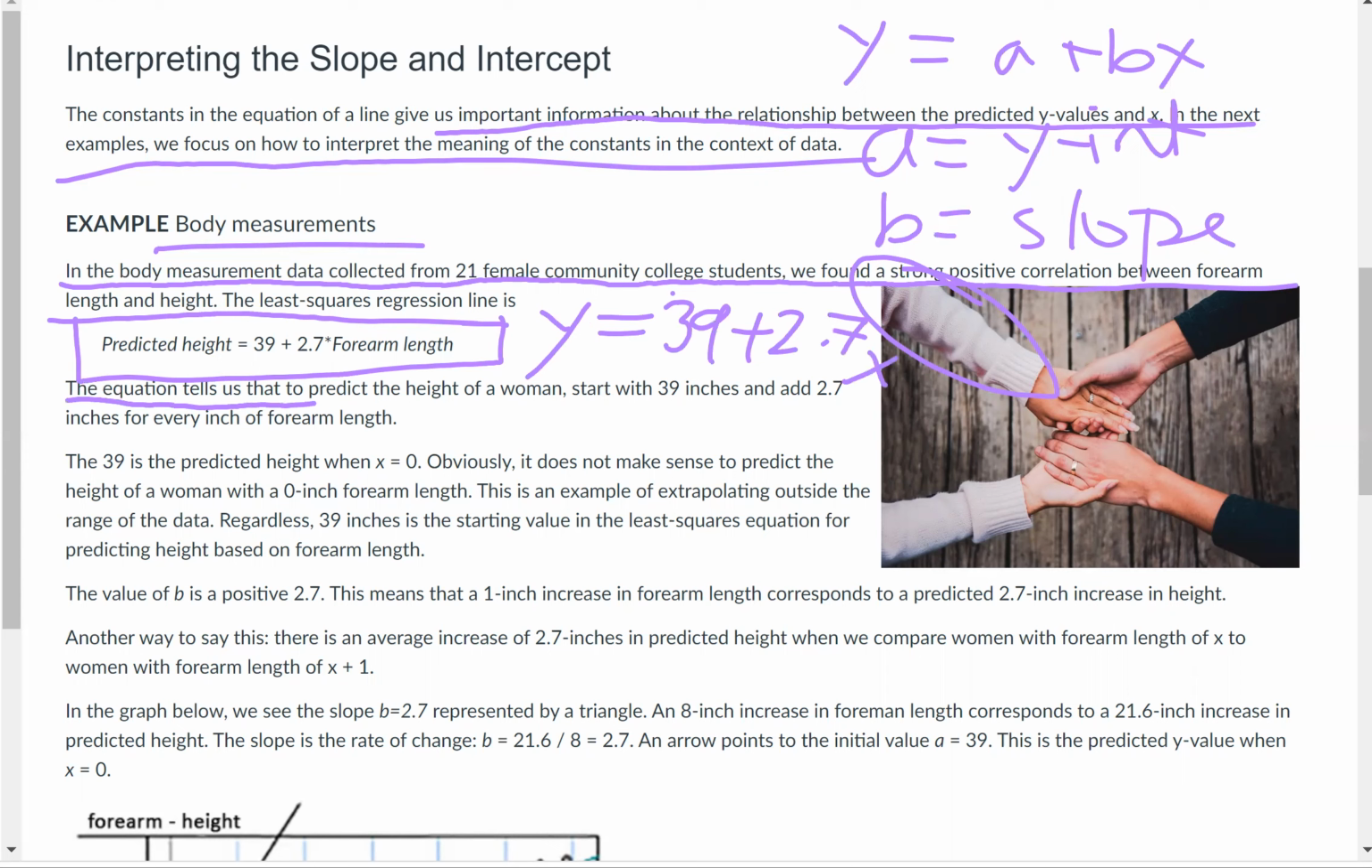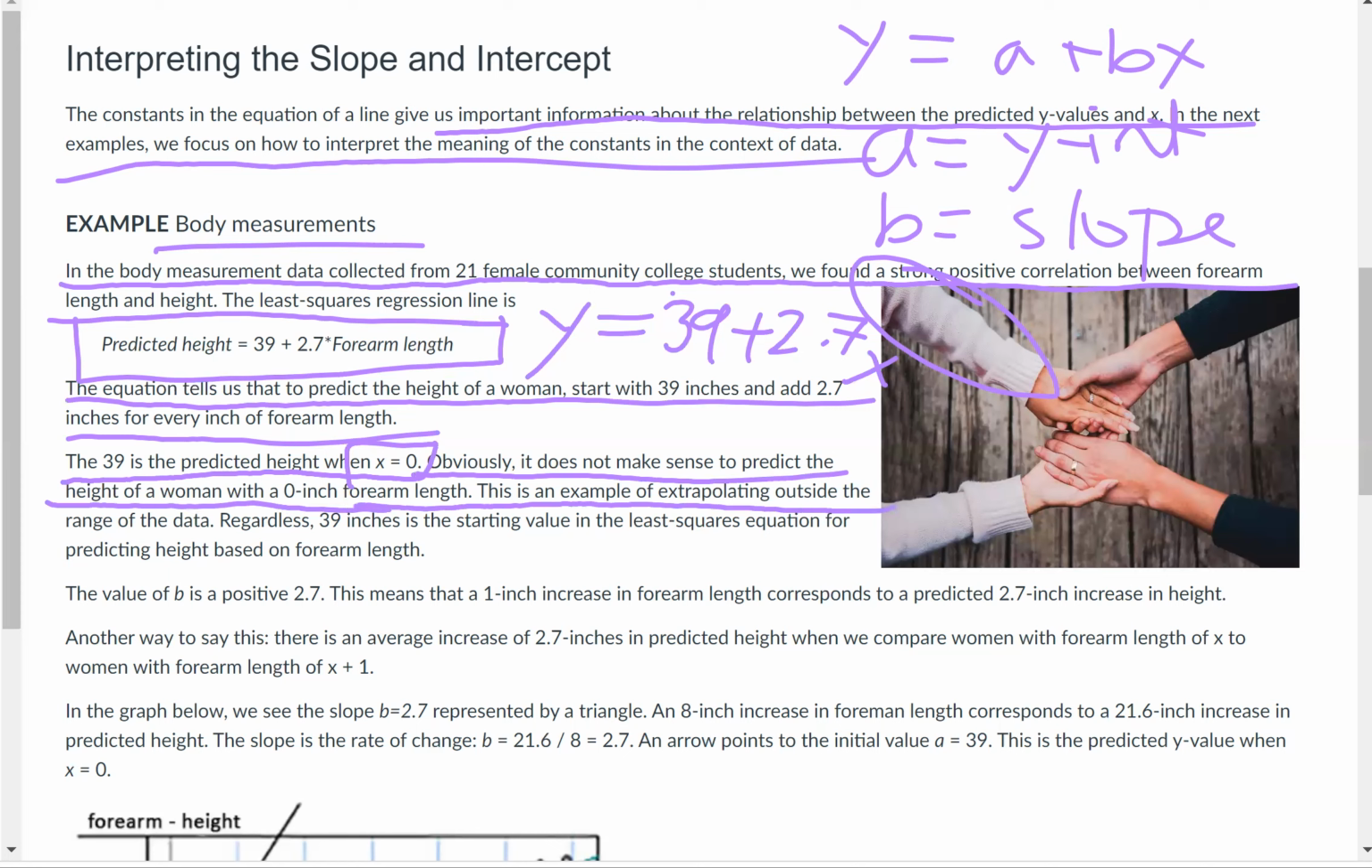The equation tells us that to predict the height of a woman, start with 39 inches and add 2.7 inches for every inch of forearm length. The 39 is the predicted height when x equals 0. Obviously, it does not make sense to predict the height of a woman with a 0-inch forearm length. This is an example of extrapolating outside of the range of data.